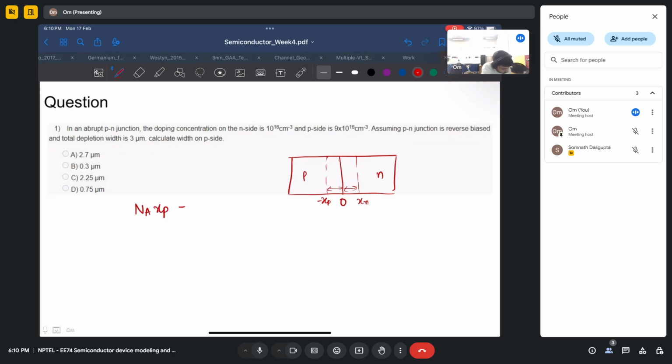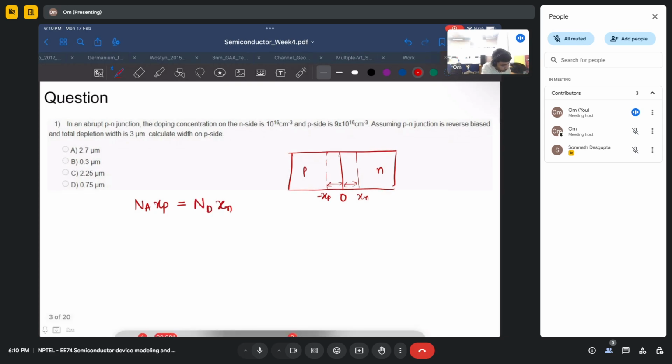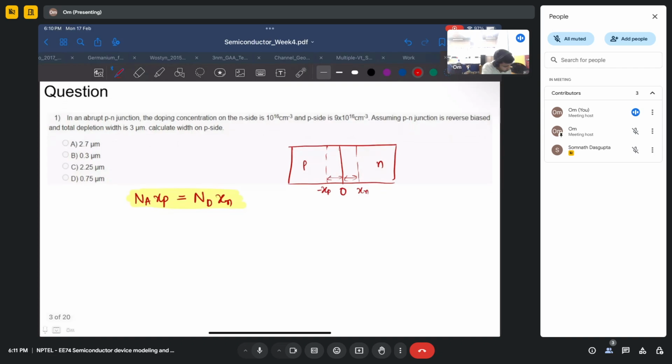Na Xp equals Nd Xn, right? This is a very important equation to remember. This is always true in PN junction. And we also know the total depletion width WD is Xn plus Xp. So what we have to find is we have to calculate the depletion width on P side. That is, we have to find Xp.